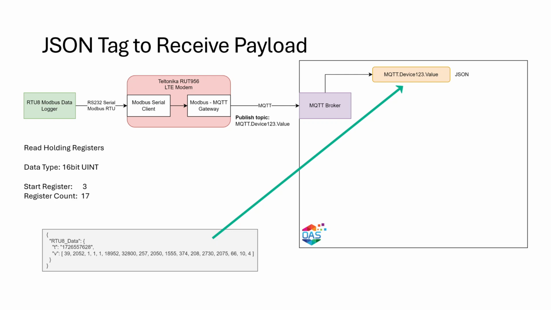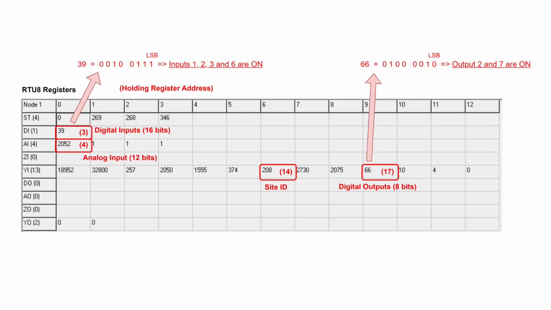What we need from this point is to extract the information that we want out of the payload. For the purposes of this video, we want to extract a few key parts of the payload. In this table, you can see the registers that we are interested in. We're going to extract the site ID, a digital input, an analog input, and a digital output. Remember that we will need to create a new tag for every unit of information we want to extract.